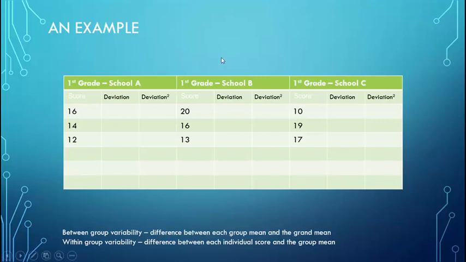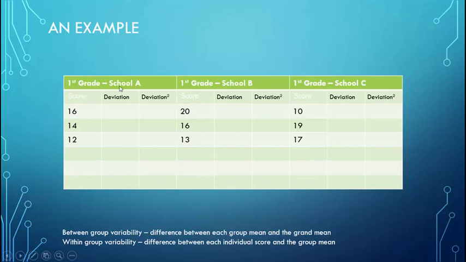So in this case, we're looking at the independent variable of school. We've got 3 schools, School A, School B, and School C. All the students are in first grade, and we want to know if the school that a student attends impacts their math grade. These are math scores on some kind of standardized math test.